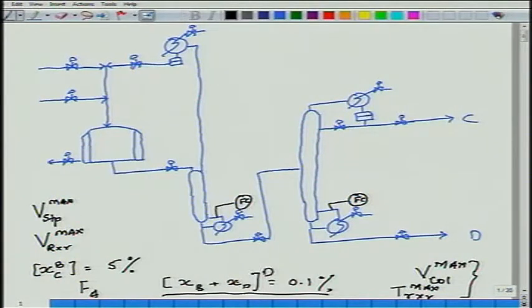How do I control it tightly? Composition control of D, and I am adjusting reflux for that. Okay. How do I control the amount of B leaking down the bottoms of the stripper? You see, I cannot use the boil up because boil up is at max. Why is boil up at max? Because that maximizes the recycle, that minimizes the side reaction. So how can I control tightly the amount of B leaking down the bottoms of the stripper? There is only one way, that is to do it this way.